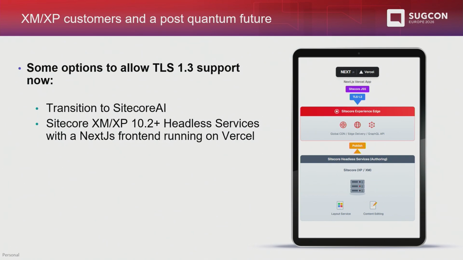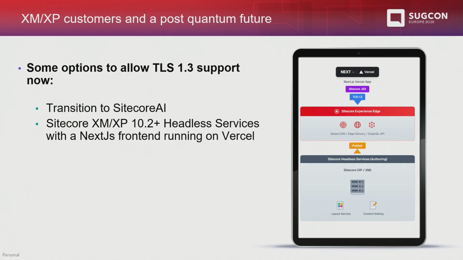You can either transition to SitecoreAI, where you will have the Vercel Edge framework, which will handle all of your connections into your site via TLS 1.3. Or you can move to Sitecore XM or XP 10.2 plus headless services with an XM Cloud JSS front end running on Vercel. You could transition to SitecoreAI using SitecoreAI Pathway. I think it's been mentioned in a couple of other talks. With the latter option, you'd still be stuck on TLS 1.2 for the backend connections between your XP services like xConnect and reporting.